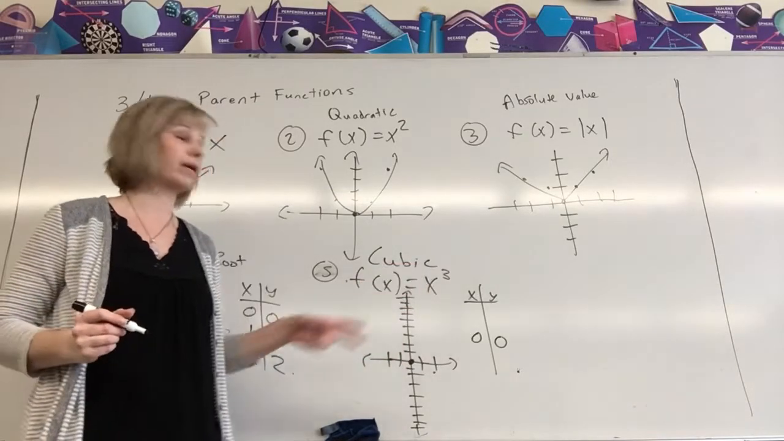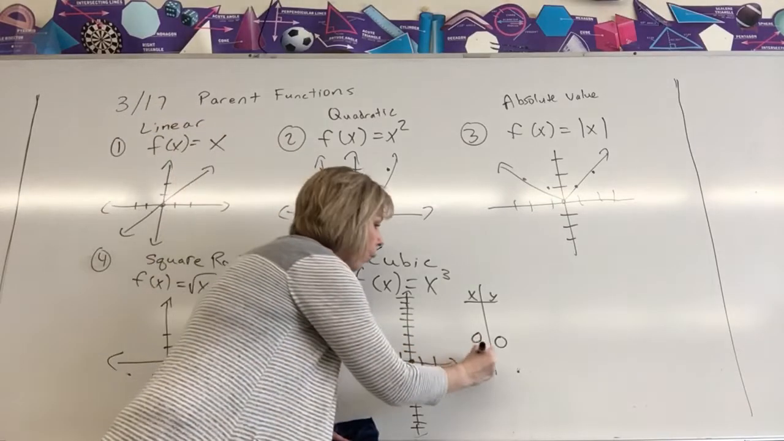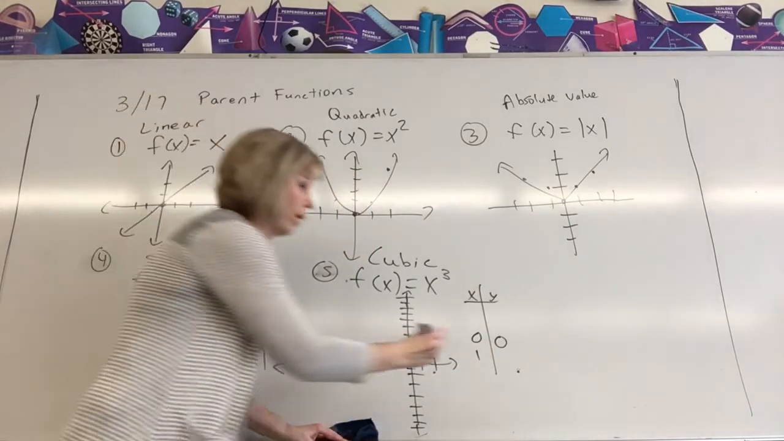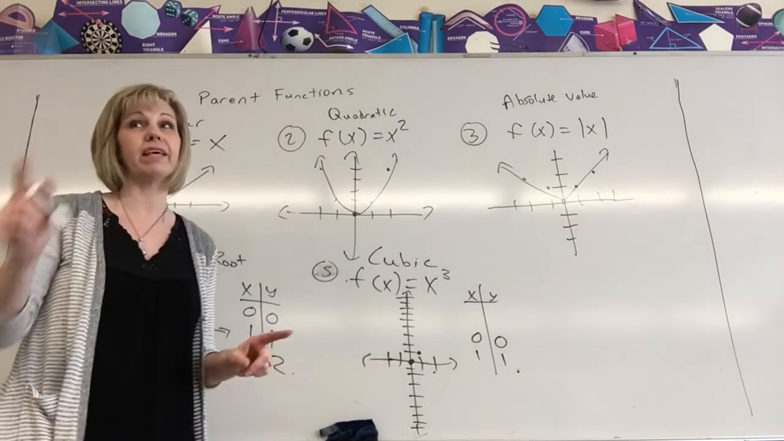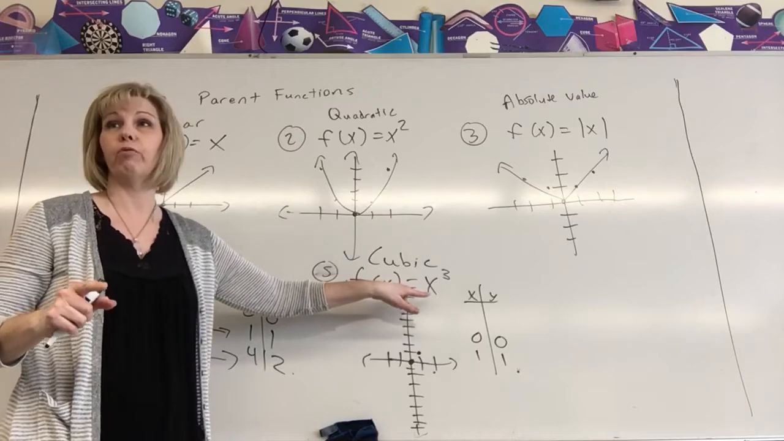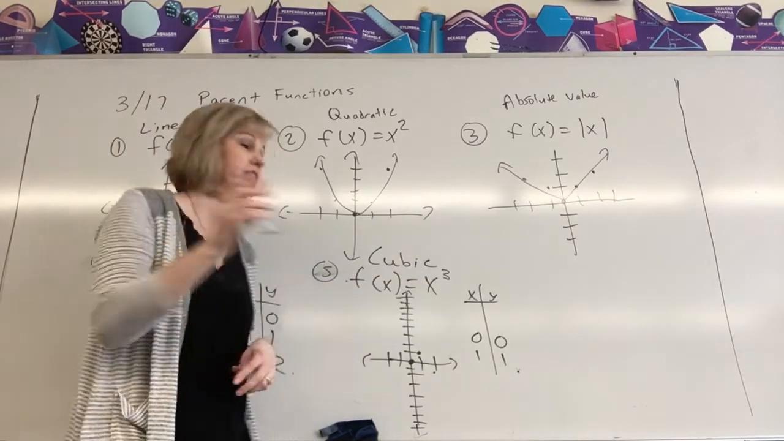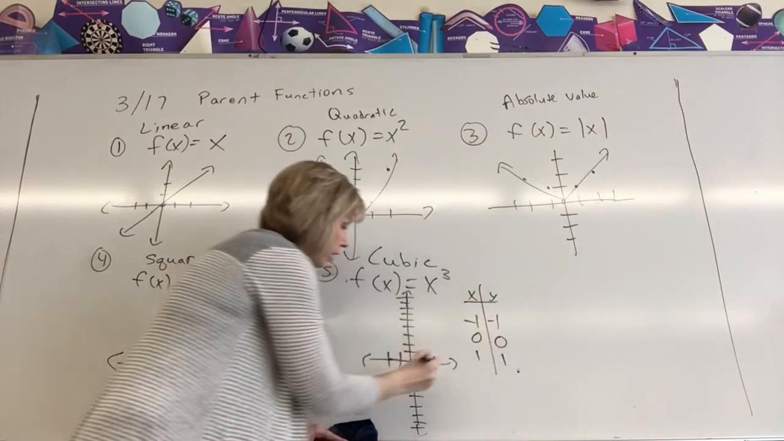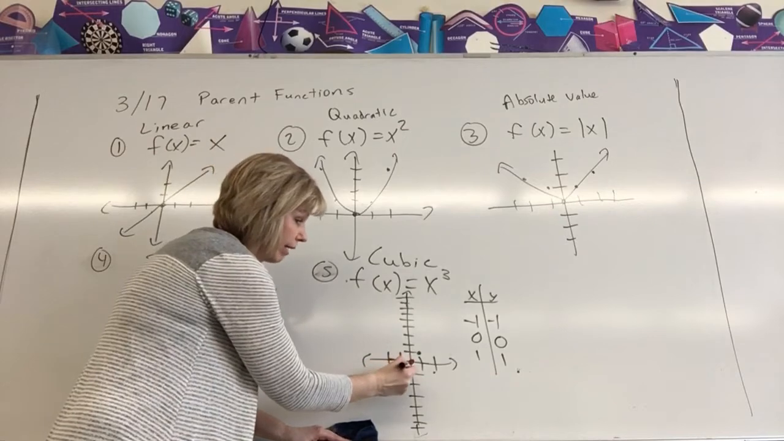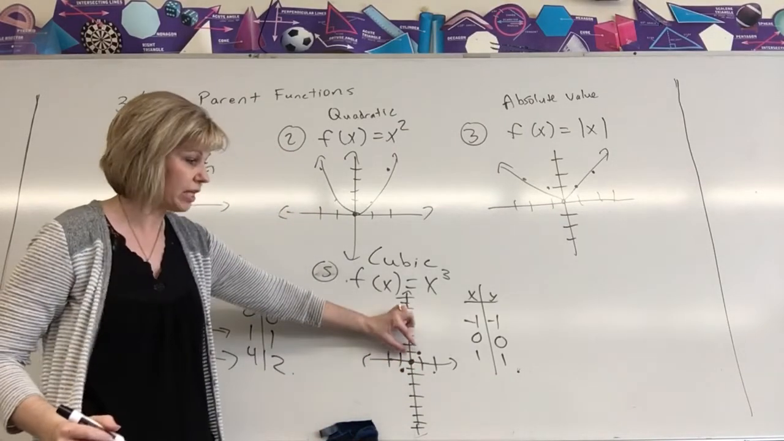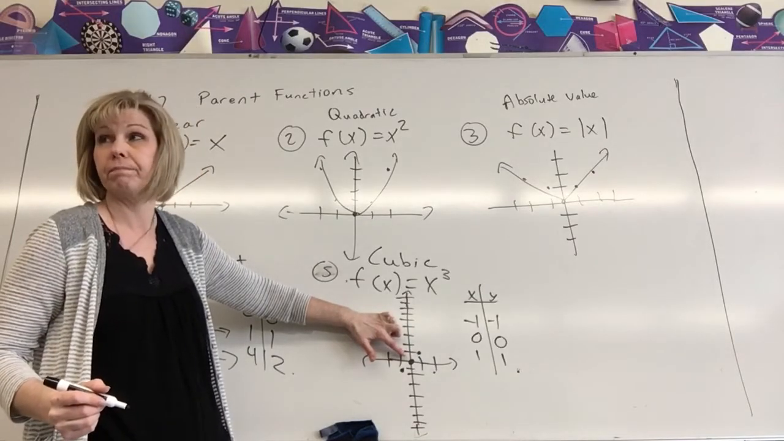What are some numbers we can put into this function? 1. What's 1 cubed? Still 1. Remember, I said it was 1 away. Now let's put in negative 1. What's negative 1 times itself 3 times? Negative 1. Still negative 1. So it's not symmetrical with respect to the y-axis. I go to the left 1, I go down 1. It actually has symmetry, but it's with respect to the origin.